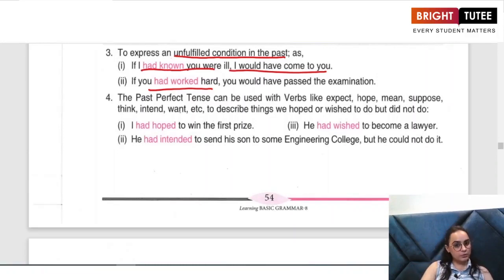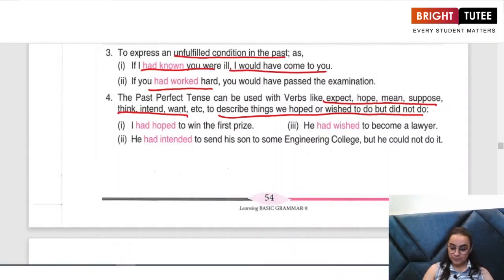The next use: the past perfect tense can be used with verbs like expect, mean, suppose, think, intend, want, etc. to describe things we wished to do but did not do. So to describe those things which we hoped or wished to do but could not do, we use the past perfect tense.